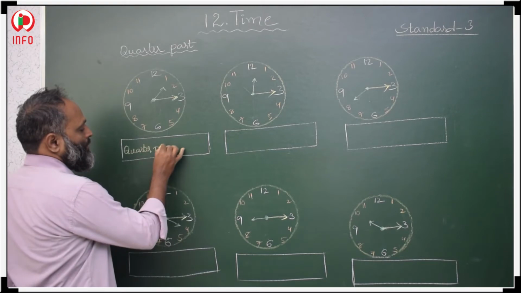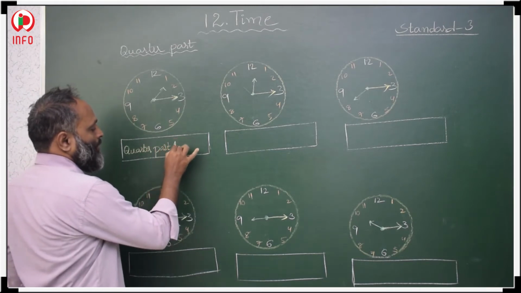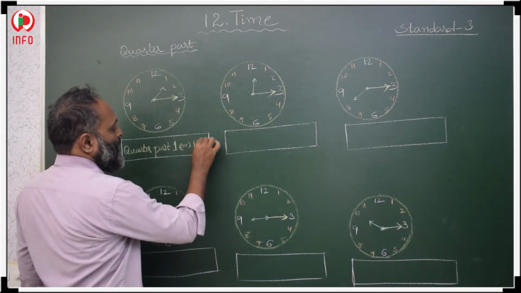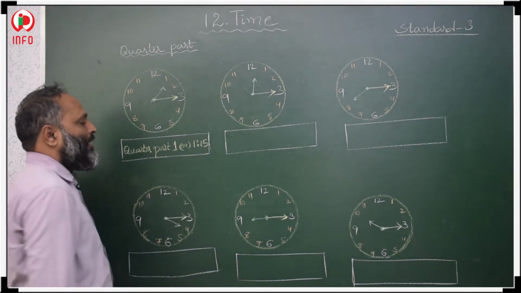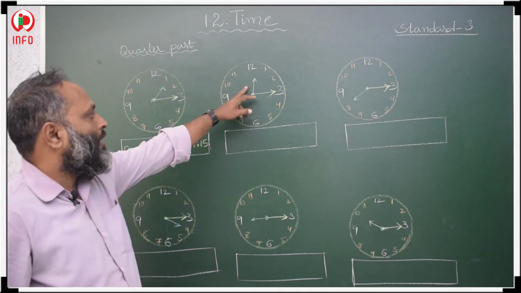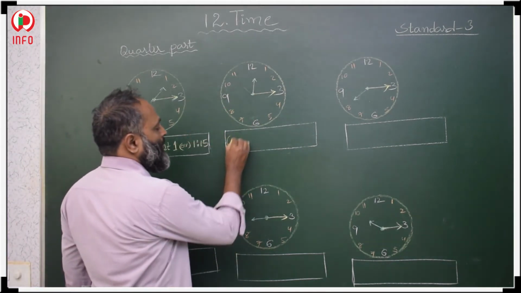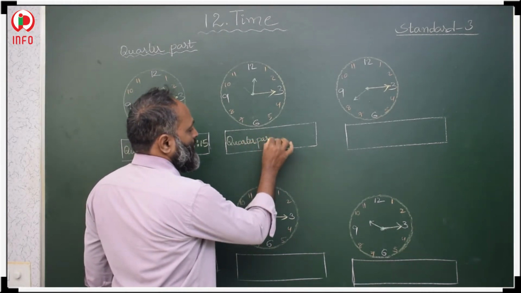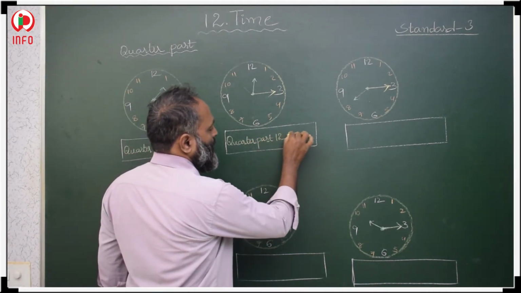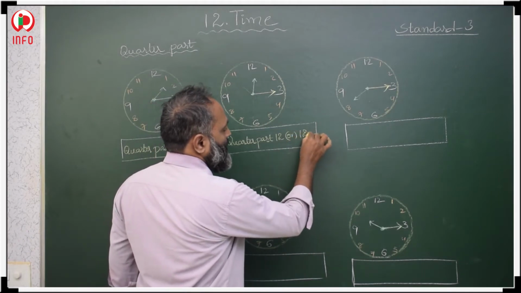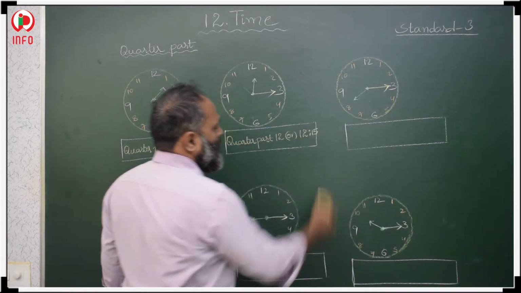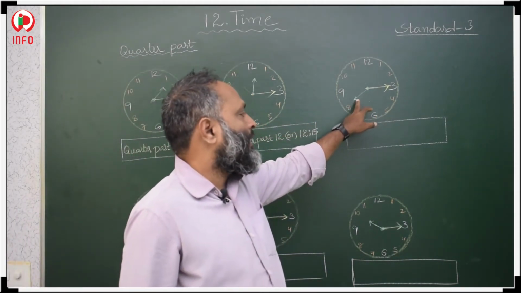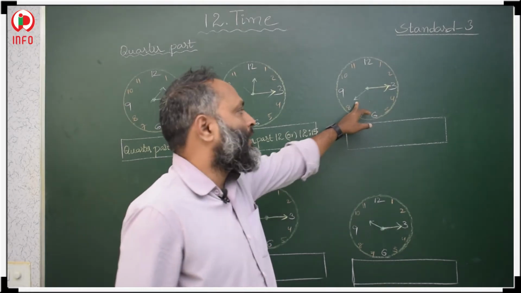Quarter past 1 or 1:15, 1 hour 15 minutes. Here quarter past 12, or 12:15. Now here quarter past 8. Why? Here the hour hand is at 8, so quarter past 8.